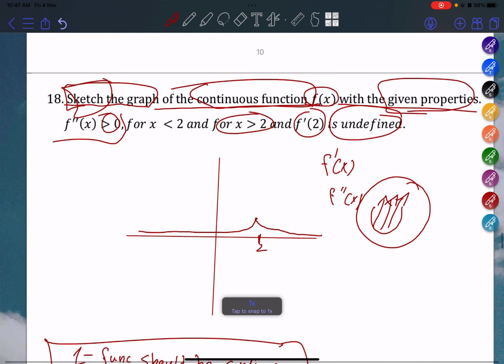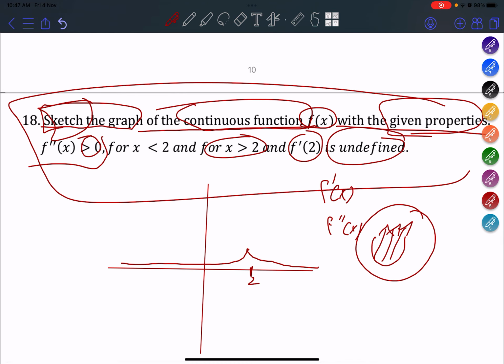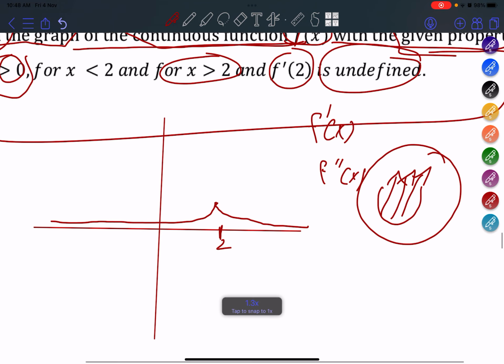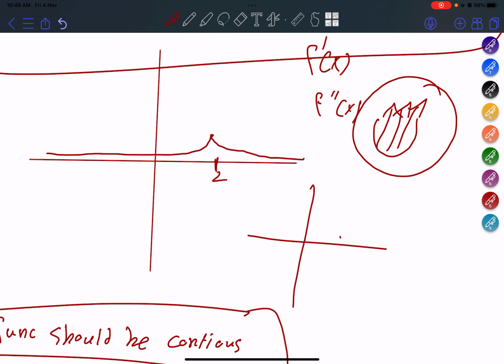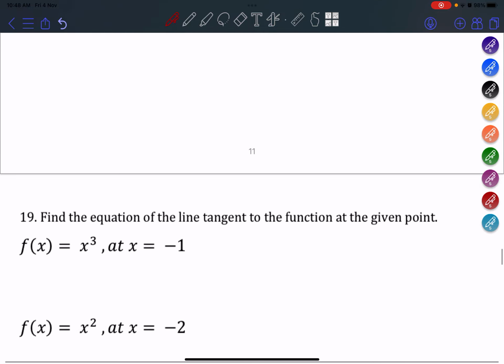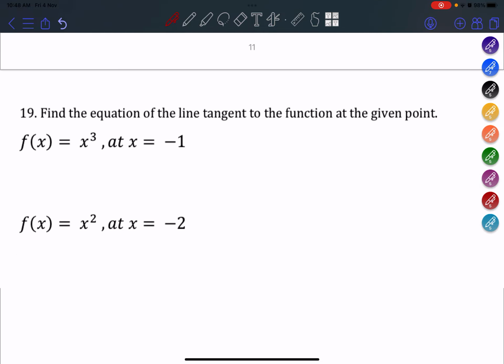And to be honest, Mr. Hayat told us that this would come in the exam the same way it is, so he wouldn't change anything. So just remember this drawing, which is at 2. It should look something like this. Okay, so let's solve question 19 in the next video.